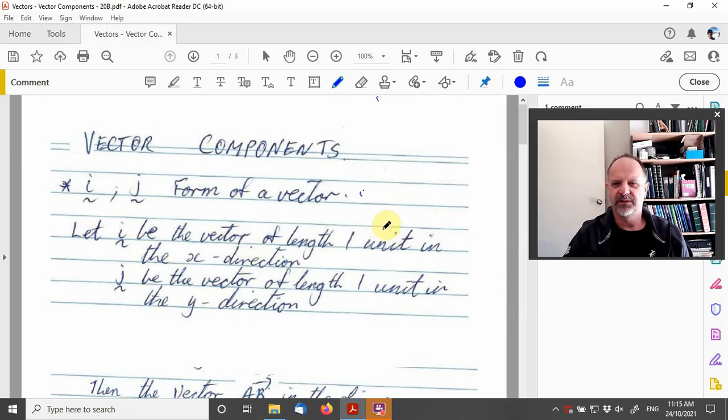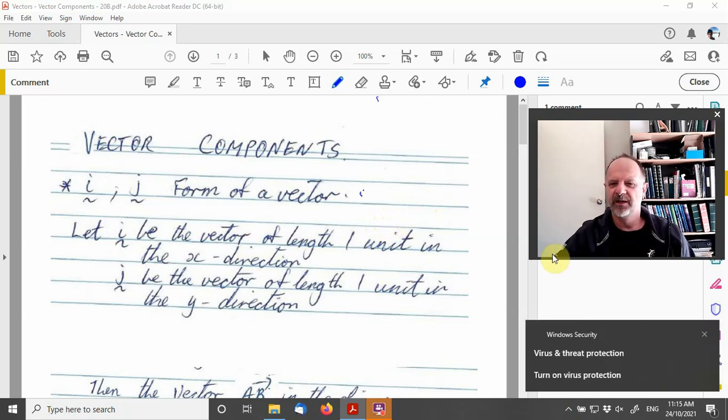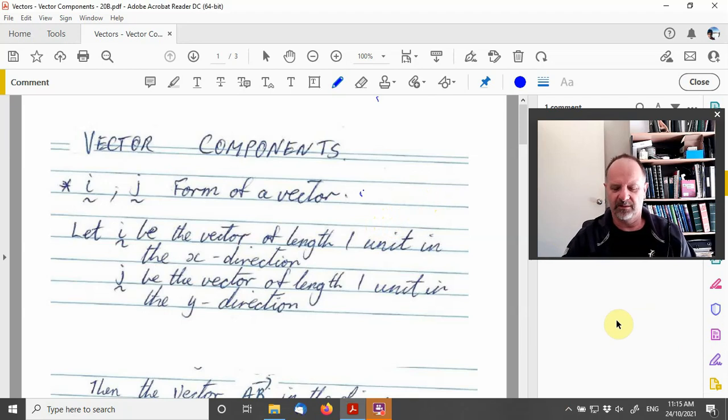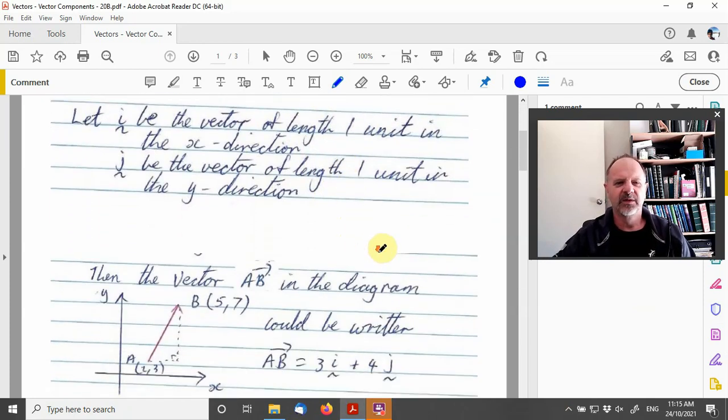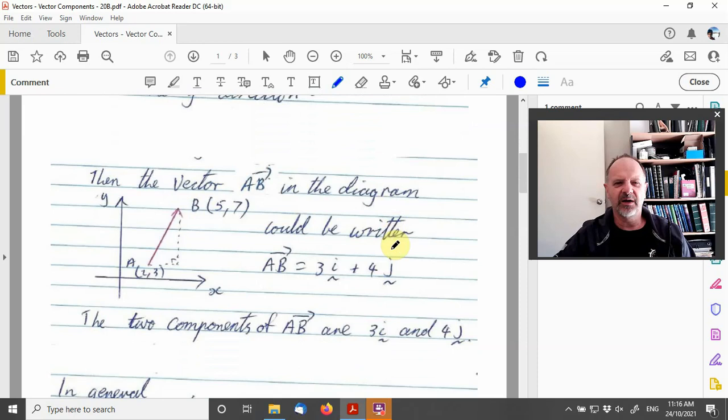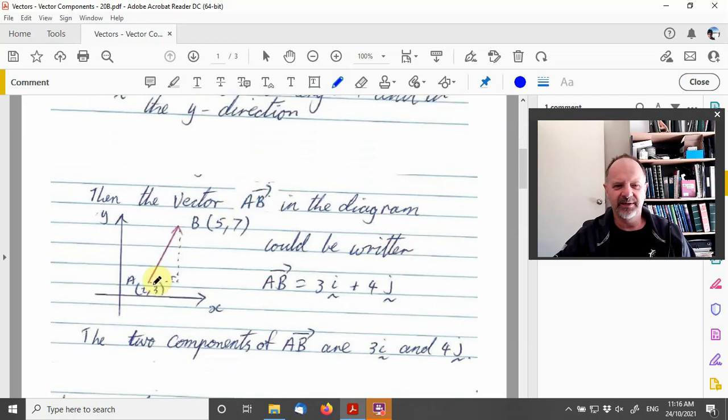So if we're looking at what we would normally think of as our Cartesian plane, where we've got the x-axis and y-axis, this relates to that. The i vector is length 1 unit in the x direction, and the j vector is 1 unit in the y direction. So in this particular diagram, the vector AB, the one that goes from A to B, you could write as 3i plus 4j.